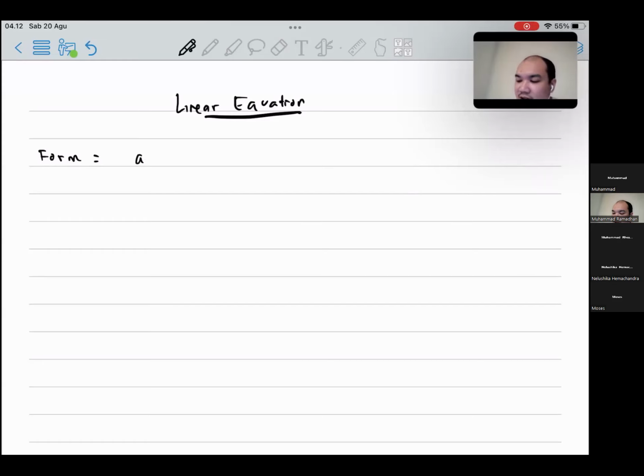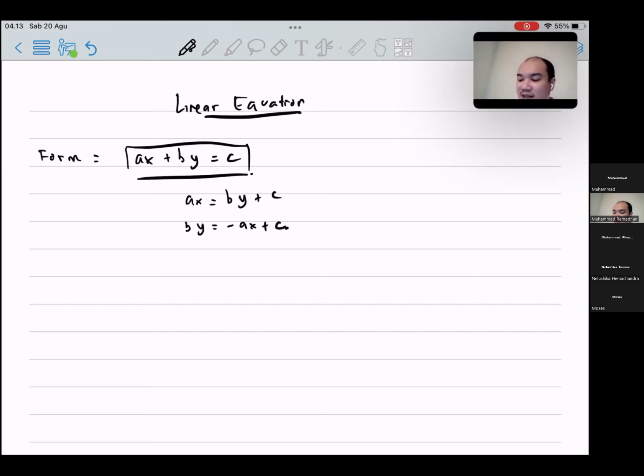If you have ax plus by equal to c, that is the standard form, but you can also have ax equal to by plus c, or by equal to minus ax plus c. All of them are linear equations.